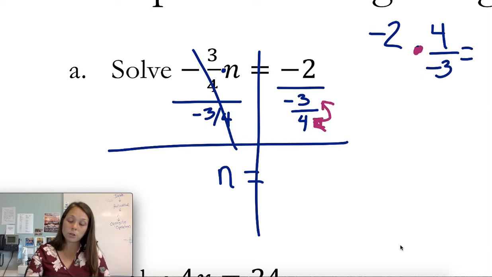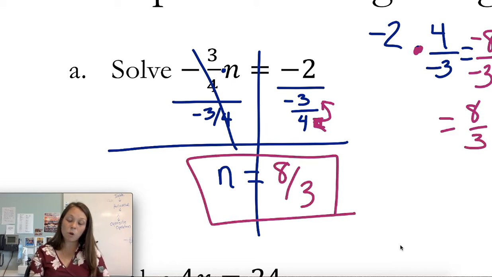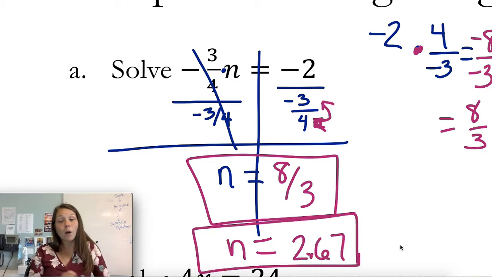So negative 2 times 4 is negative 8 divided by negative 3, or that simplifies down to be 8 over 3. If you had this in decimal form, you would have ended up getting an answer such as n equals 2.67. And for right now, I would accept either of those answers.